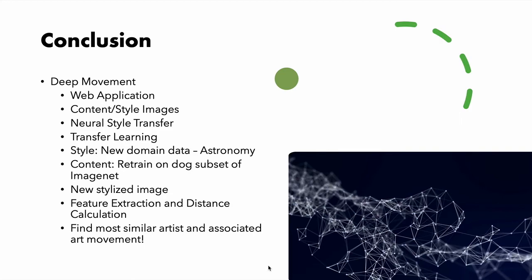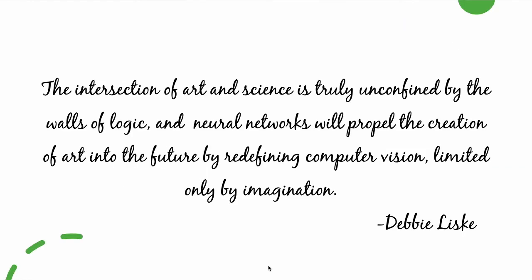Our hope is that with Deep Movement, the user not only learns about the concept and capabilities of neural style transfer, but also learns a little about art itself and the various movements through time, and possibly even finds a new interest in astronomy. We feel that the intersection of art and science is truly unconfined by the walls of logic, and neural networks will propel the creation of art into the future by redefining computer vision limited only by the imagination.